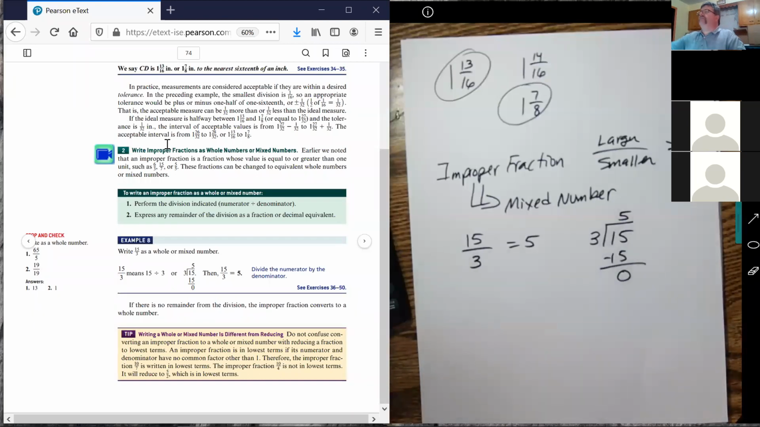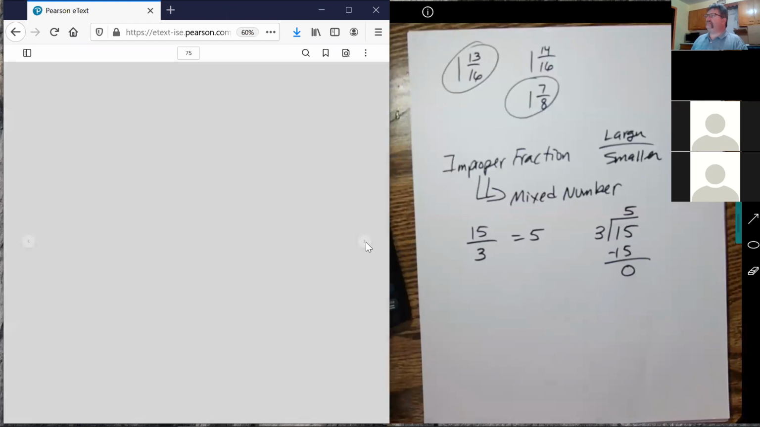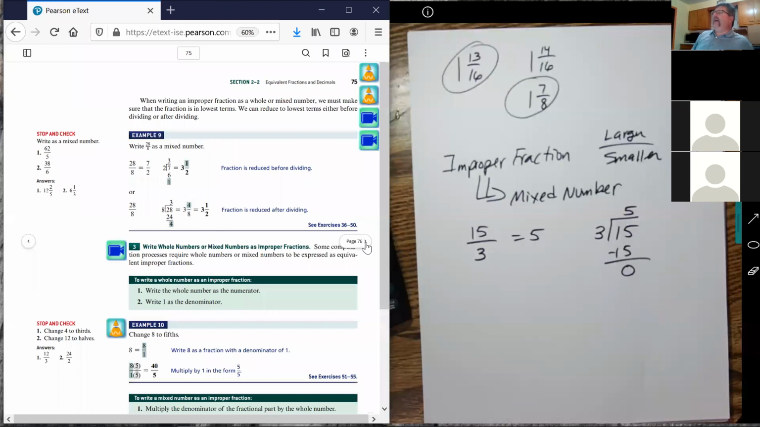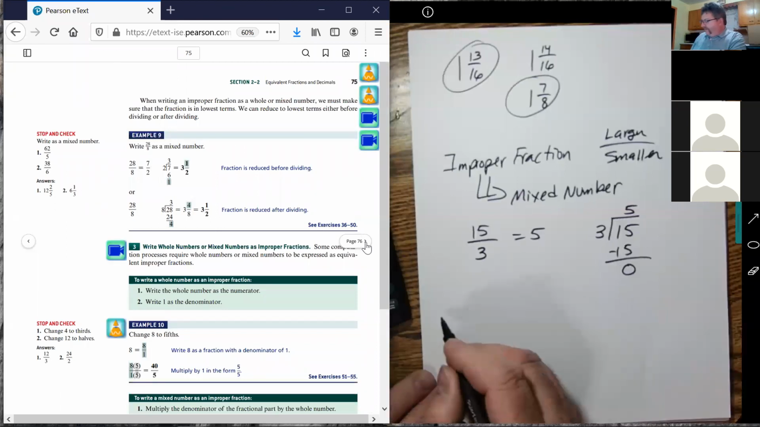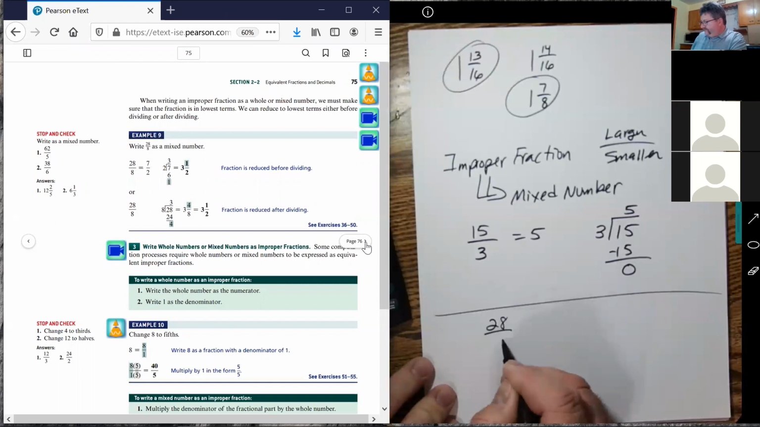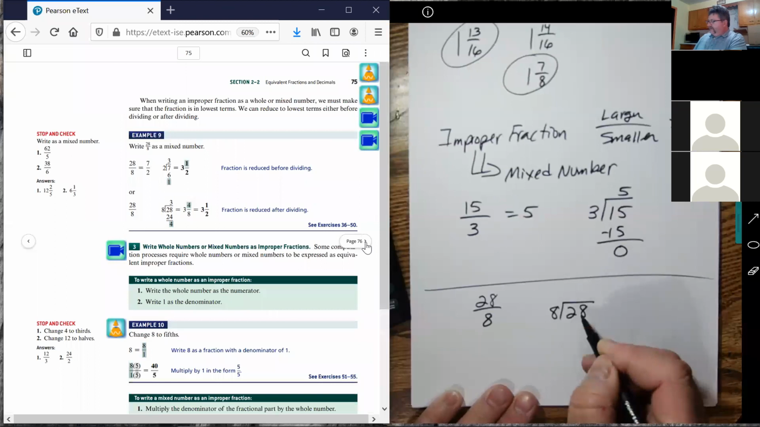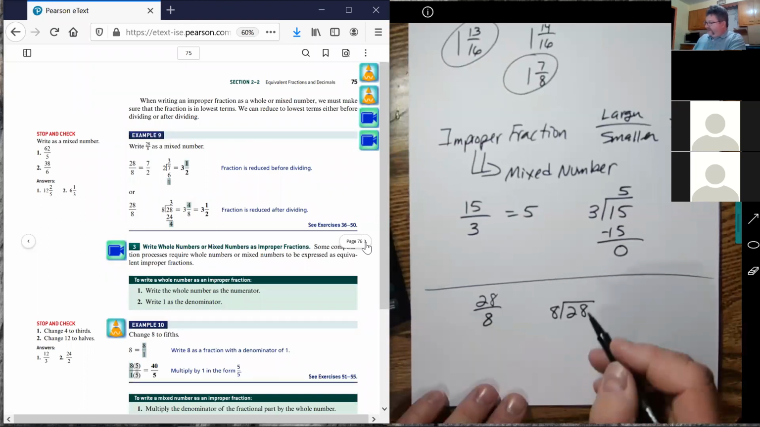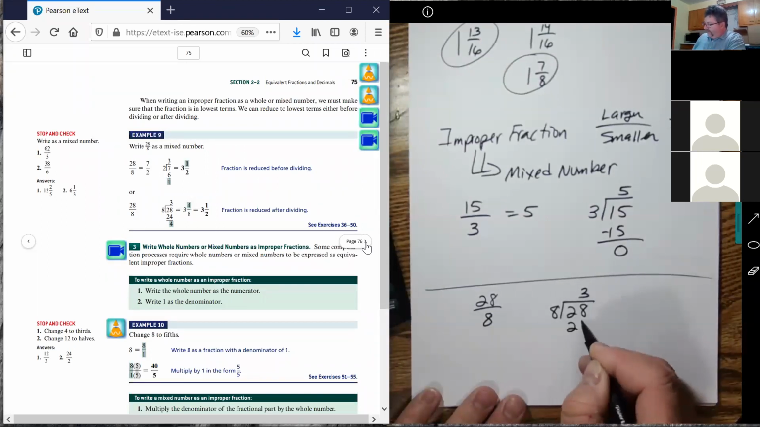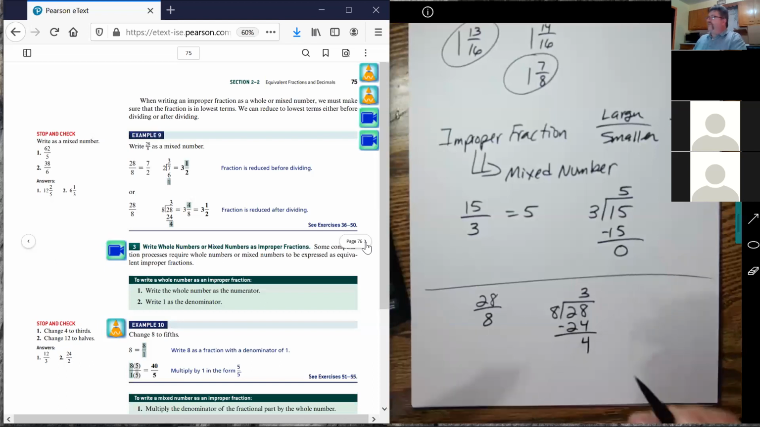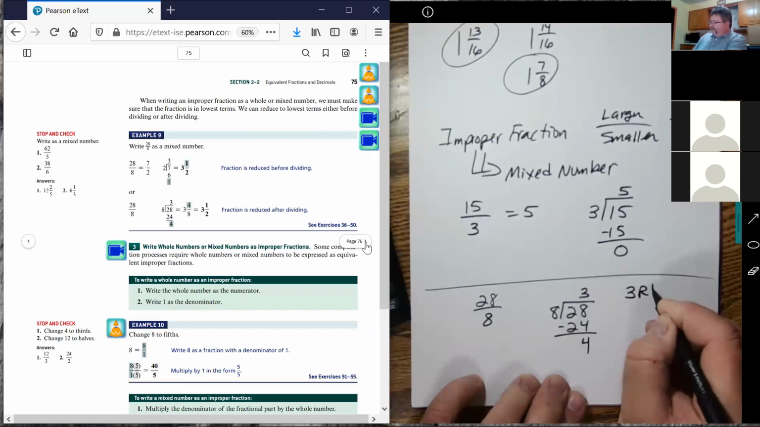All right, so if we check out our next example, example 9 says, 28/8 is a mixed number. Okay, so 28/8, it's a division problem. Take 28 and divide it by 8, right? Well, how many times does 8 go into 28? 8 times 3 is 24, right? Subtract and we get this remainder of 4. Okay, so way back in the day, we used to say 3 remainder 4, right?